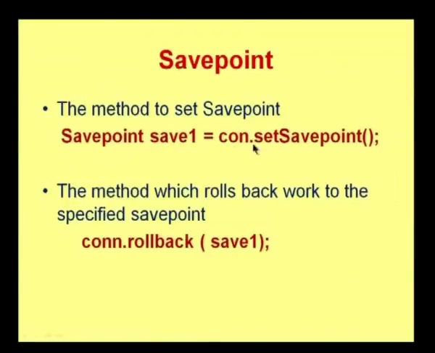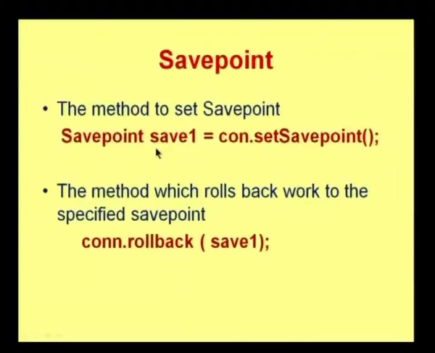So for a particular connection, I can set save points, and I don't have any restriction on the number of save points. I can create as many save points in my transaction as I like, and whenever I want to use one, I can use it. Whenever I want to release it, I can release it and continue with my transaction. Here you can see the rollback method, which rolls back work to the specified save point. I can give the Savepoint object, which is returned as a result of calling the setSavepoint method. So now I am giving the object of this to rollback.